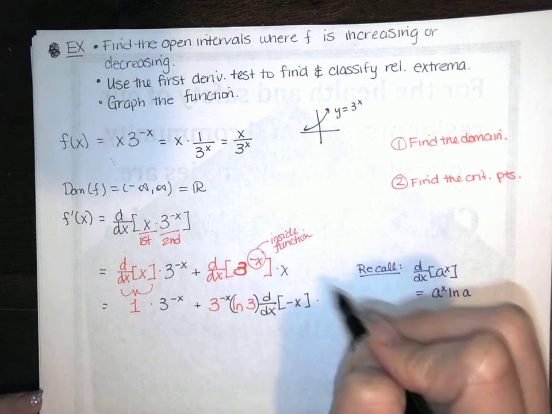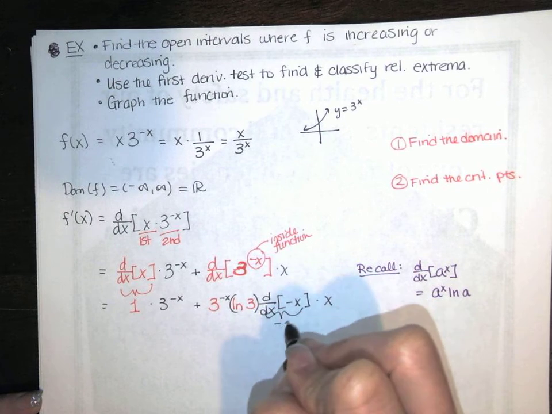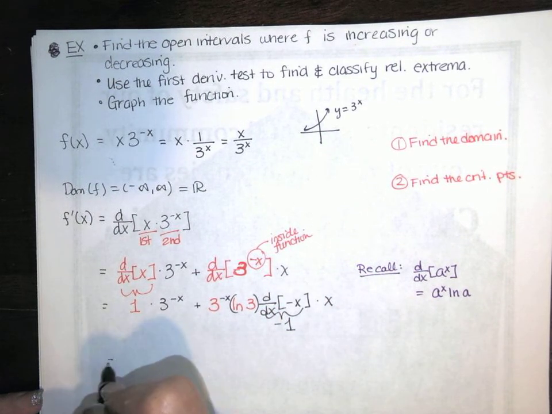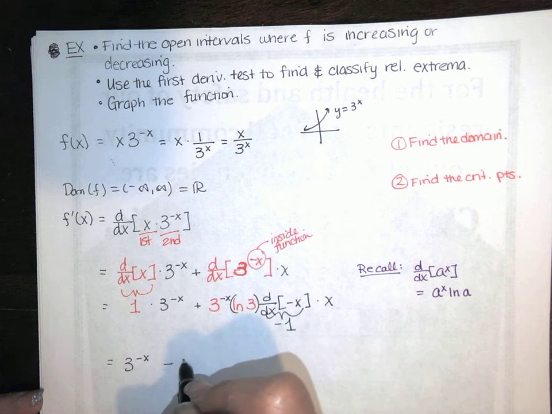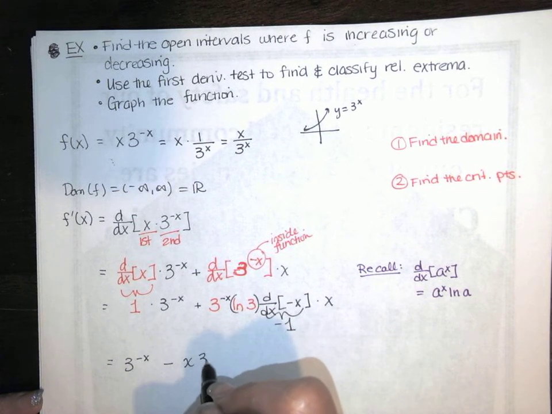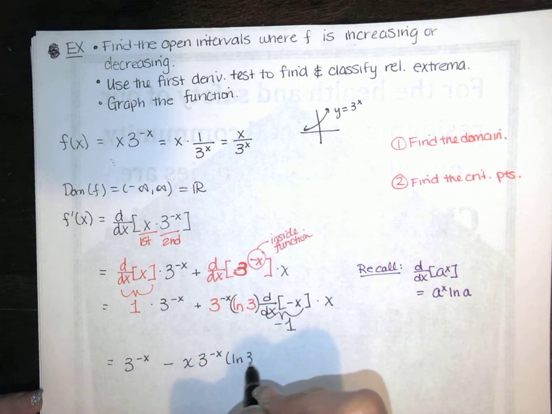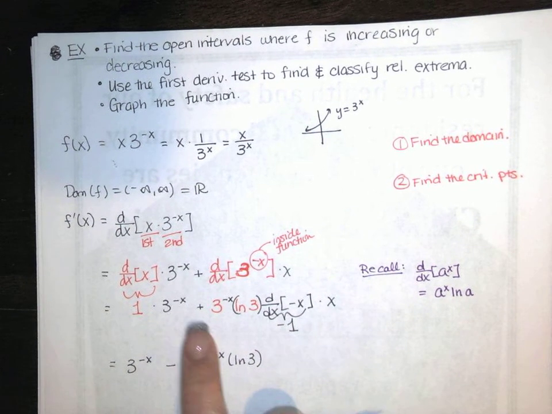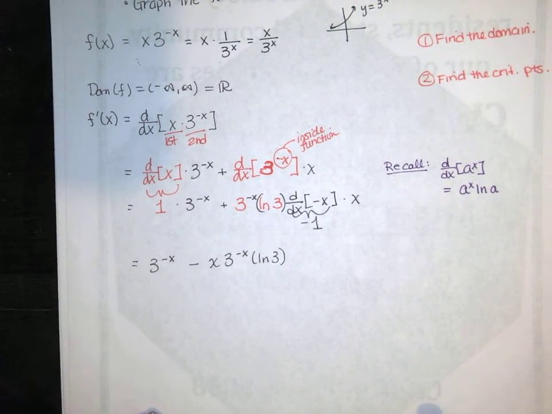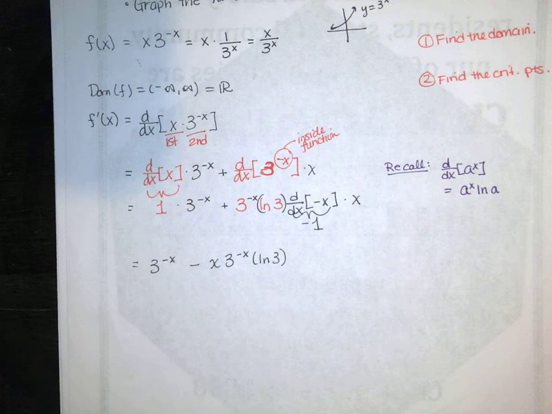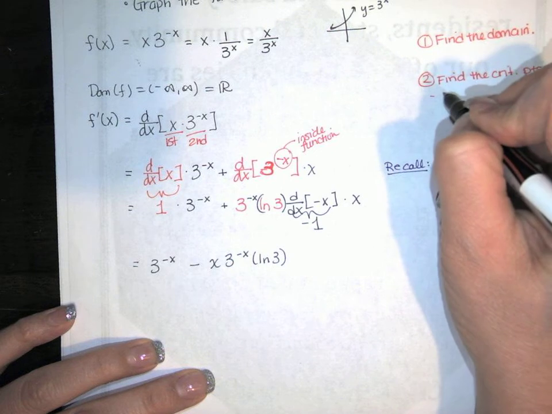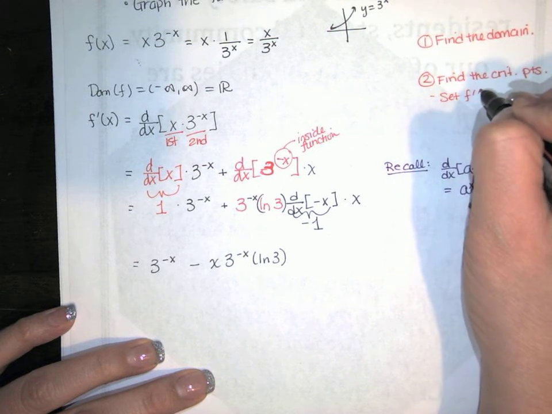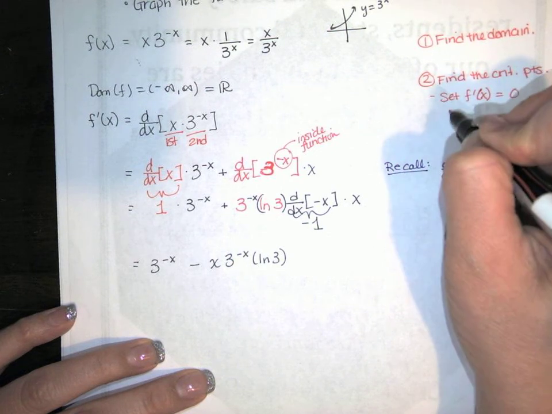And then you multiply that by that x over there from the product rule. Derivative of negative x is negative 1, and so we get this. We've got 3 to the negative x minus, and I'll pull the x out, x times 3 to the negative x times natural log of 3. I'm bringing that minus out front. And I have this now. Now remember, when you're finding critical points, you always have to compute the derivative and set it equal to 0 and solve for x. So f prime of x equal to 0.